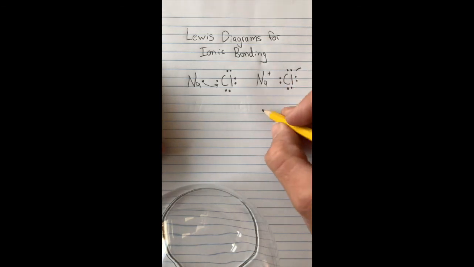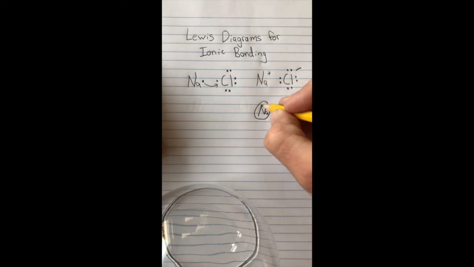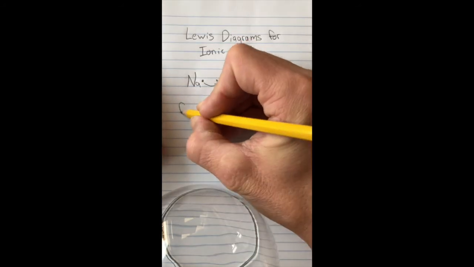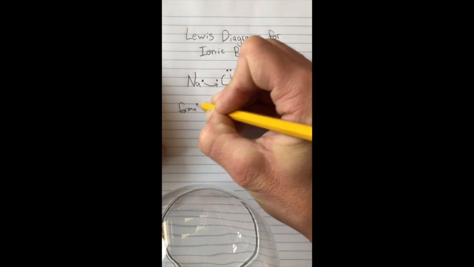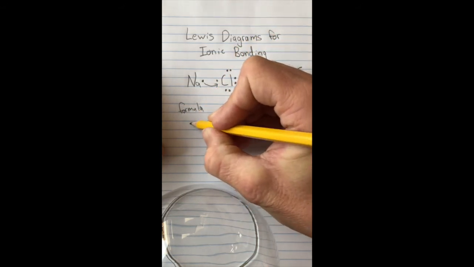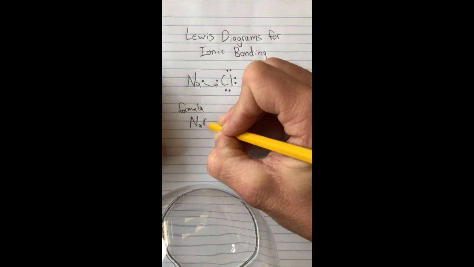And this sodium ion being a positive ion, and this chlorine ion being a negative ion, they stick together, so they are attracted to each other. And we get a formula of NaCl.